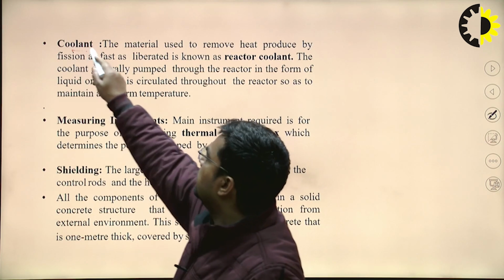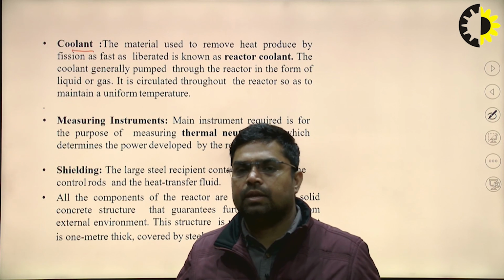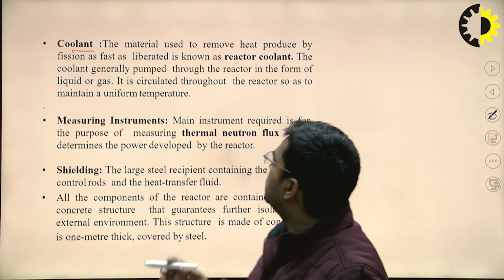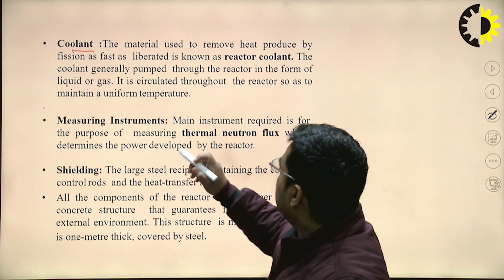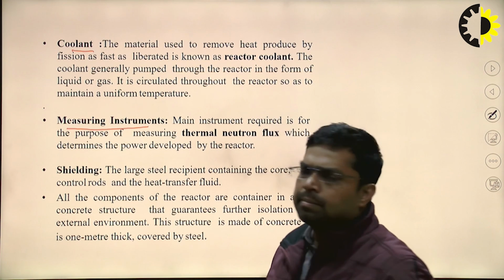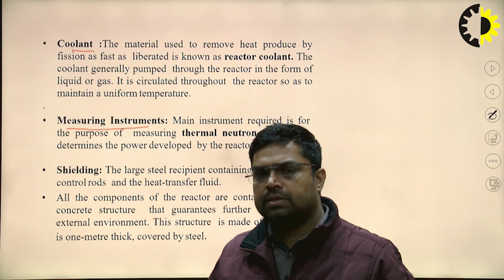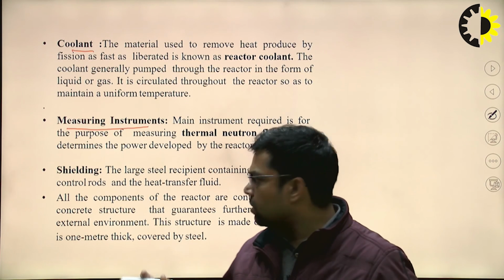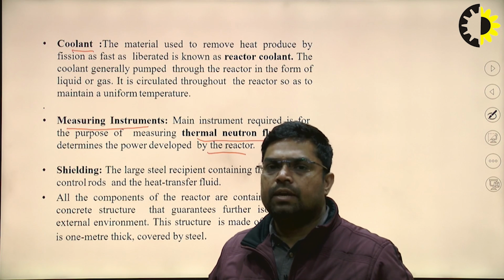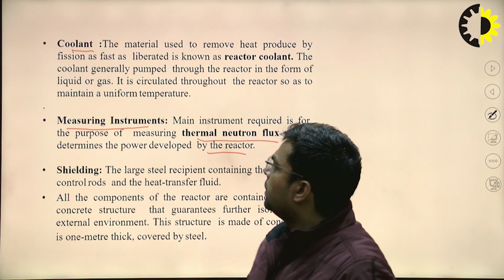Now come to the coolant. Basically inside the core a large amount of heat will be generated. To remove the heat, we use coolant. Another one is the measuring instruments. Some measuring instruments are used to monitor the temperature, the pressure, and the inside conditions. These are sensing instruments designed to sense, and accordingly the reactor is operated, all done by the measuring instruments.